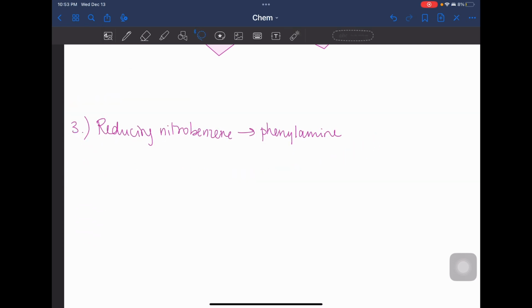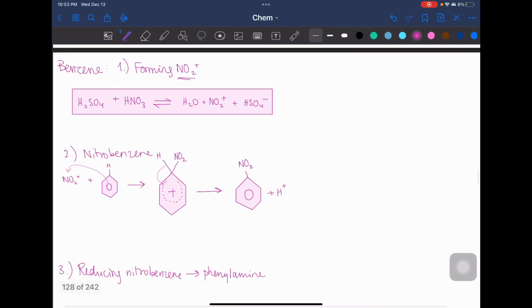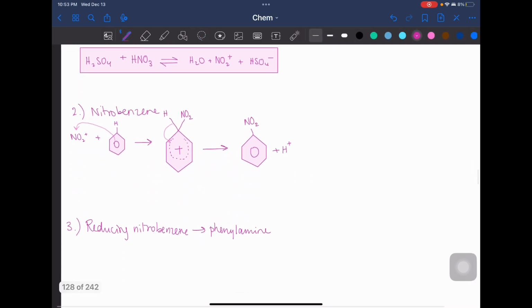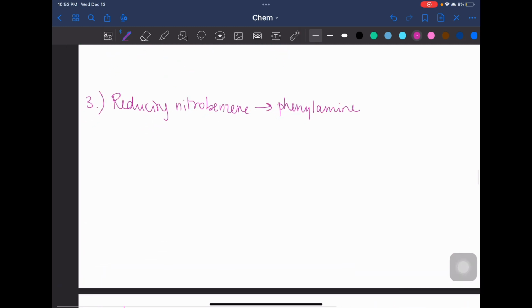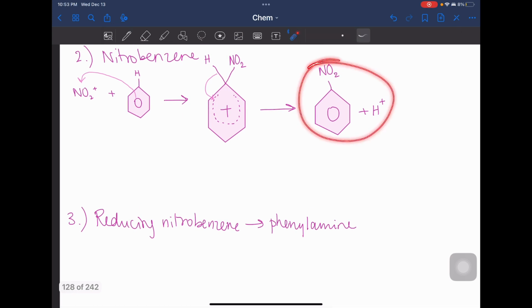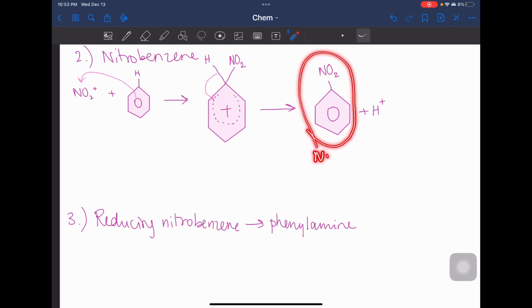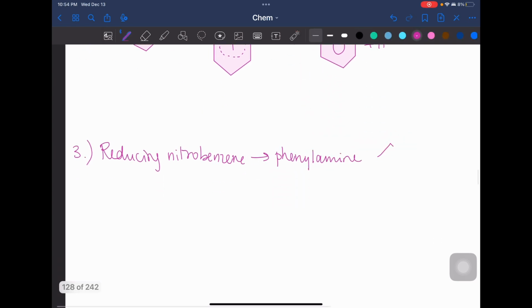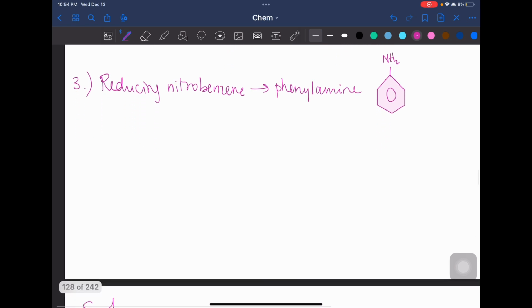Okay, now moving on to the third part of this possible reaction. So these can each be a question alone, but they might be a question together as well. So now we have to reduce nitrobenzene, which is this. This is nitrobenzene. And we're going to reduce it into phenylamine. Phenylamine is simply a little benzene with NH2.